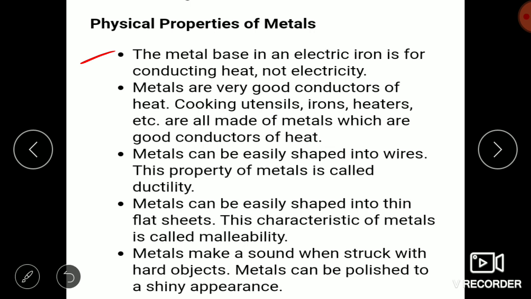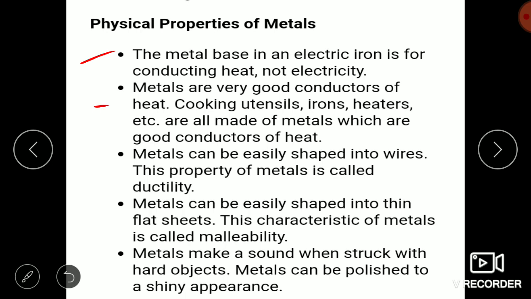Now we have already learned about the physical properties of metal. Let's recap the physical properties. It is given here: the metal base in an electrical iron is used for conducting heat, not electricity. The electrical iron that you use to press your dresses has a metallic base because it is a good conductor of heat, and the wire connected to it can transmit the electricity.